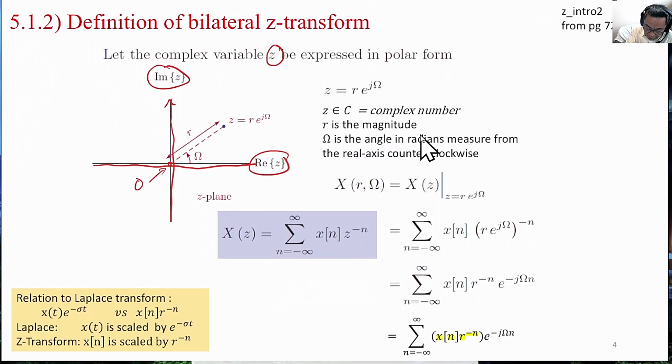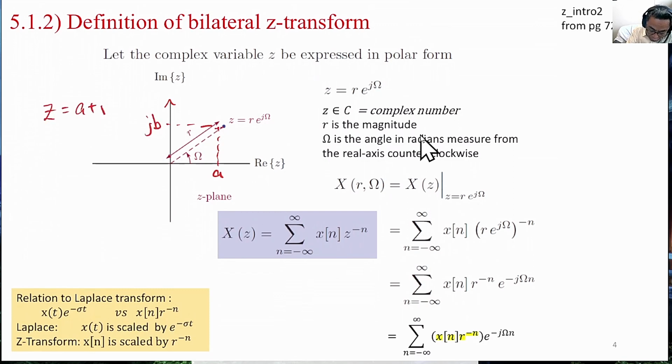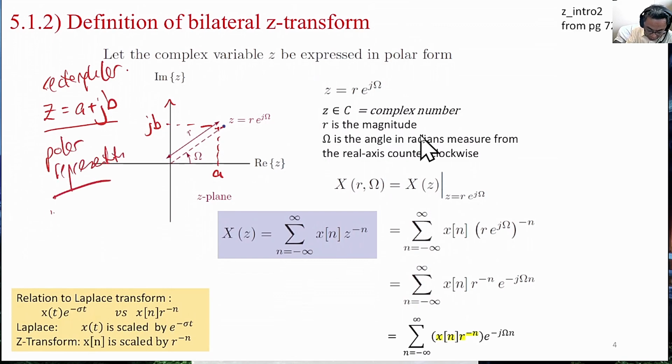And we can express z in two ways. The typical way is that you drop this, and this is the real number a, and you project this, which is jb. So z is a plus jb. This is the rectangular representation. We sometimes use another representation called the polar representation, or the complex exponential representation.